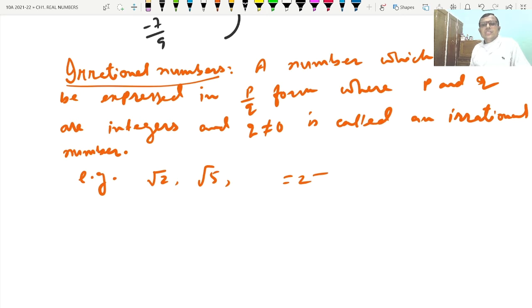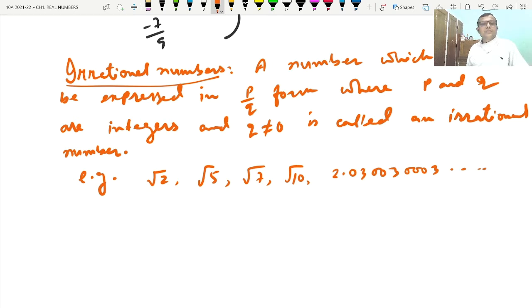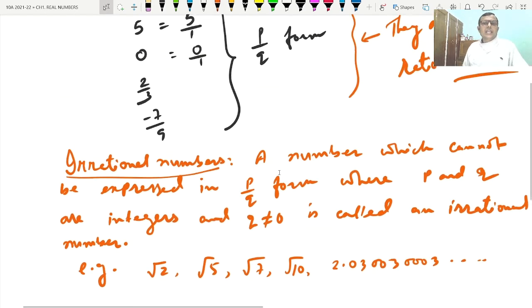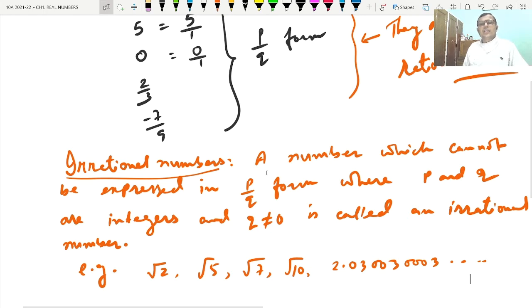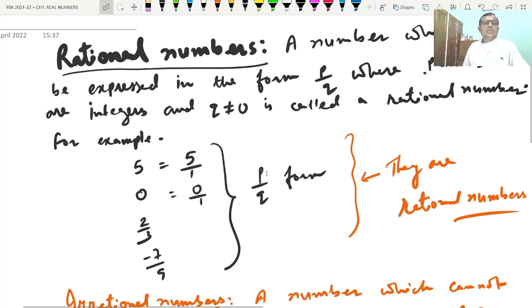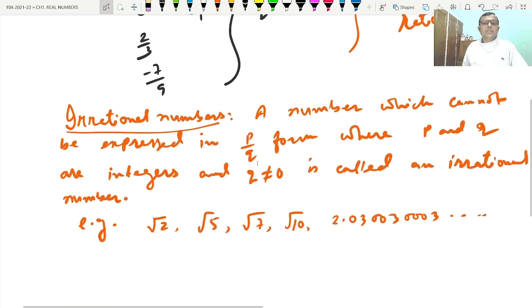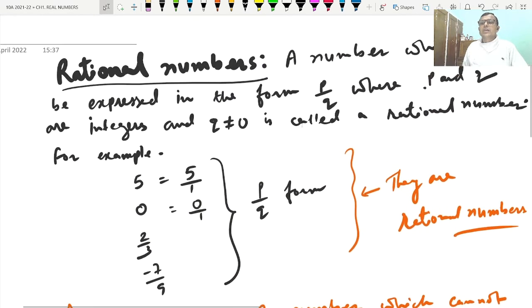Alright, so this is rational. This we cannot write here. Root 7 is irrational. Similarly, root 10 is irrational. Like 2.03003, that is non-terminating, non-recurring decimals, right? This type of decimals are non-terminating, non-recurring, and they are irrational. Rational and irrational numbers together are called real numbers.